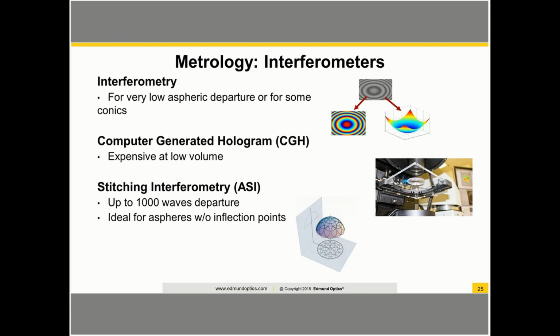It's a very effective method, but it does tend to be prohibitively expensive if you're only getting a couple lenses, just because you have to purchase a new unit with every single shape that you make. A more flexible interferometric option is to use stitching interferometry, such as the ASI. This machine would take multiple sub-aperture aspheric measurements and then stitch those measurements together for a full aperture measurement. This is an ideal method to use for low and high volume for lenses that do not have inflection points.